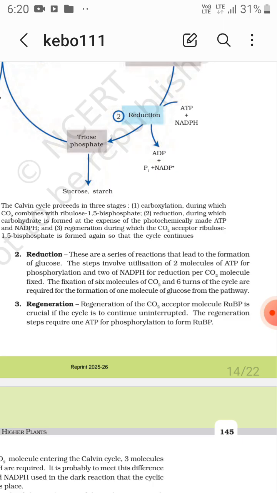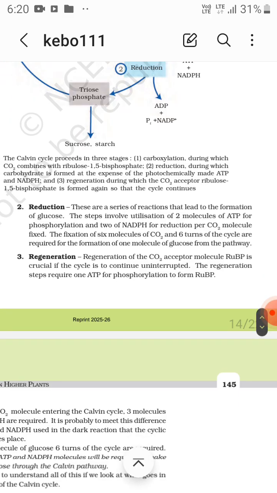So I repeat it again. The steps involve utilization of 2 molecules of ATP for phosphorylation and 2 of NADPH for reduction per CO2 molecule fixed. The fixation of 6 molecules of CO2 and 6 turns of the cycle are required for the formation of 1 molecule of glucose from this pathway. So this is the reduction.